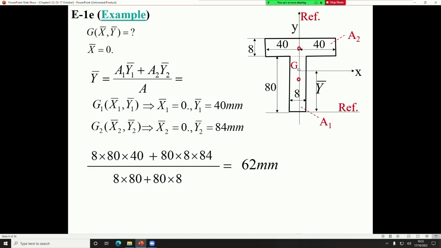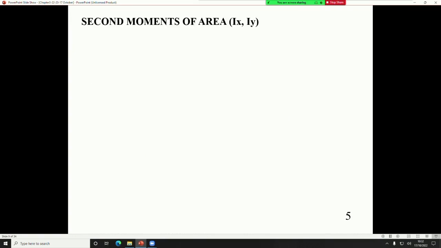Any question in regard to this slide? So you learned up to now the first moment of area and how to find the position of the centroid of the cross section. If there are no questions, we move on to the next slide.